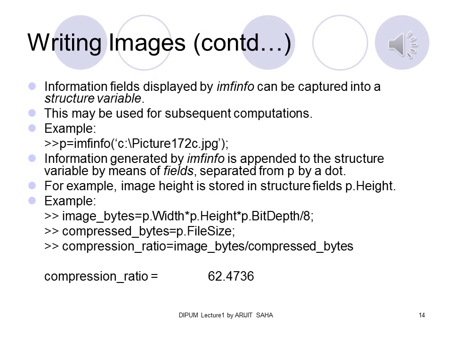The information generated by imfinfo is appended to the structure variable by means of fields separated from p by a dot. For example, image height is stored in structure field p.height. Image bytes, example I have given, p.width multiplied by p.height multiplied by p.bitdepth divided by 8. So compressed bytes is p.filesize, and compression ratio, as I have already shown, is image bytes divided by compressed bytes, and the compression ratio is displayed.